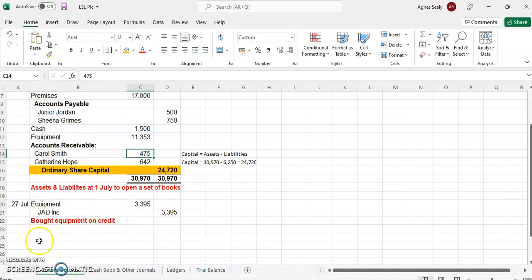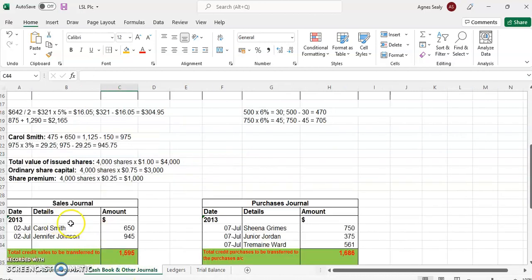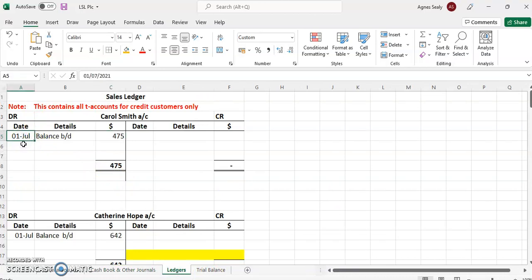Now, when we look in the general journal, we do not see any other transactions relating to Carol Smith, Catherine Hope, or Jennifer Johnson. But we have to go to the sales journal to see if there are transactions. So there's a sale in the sales journal. There is a credit sale for Carol Smith on the 2nd of 650. So we go to her account, and on the 2nd, so the 2nd of July, sales 650.